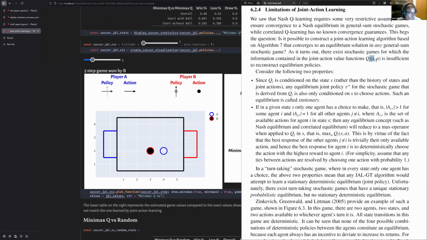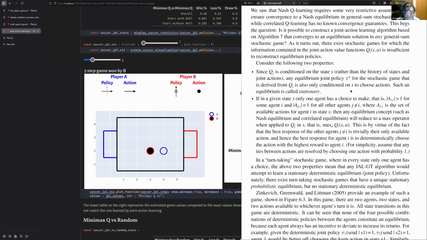Now, the action values are conditioned on the state only. I mean, also on the joint actions, but other than the joint actions, they're conditioned on the state. They're not conditioned on any kind of history of the states or the policies. So that means that whatever the equilibrium policy is that we derive from these is also only going to be conditioned on the state.